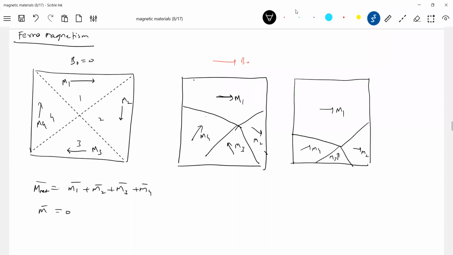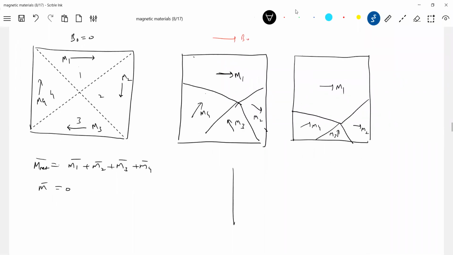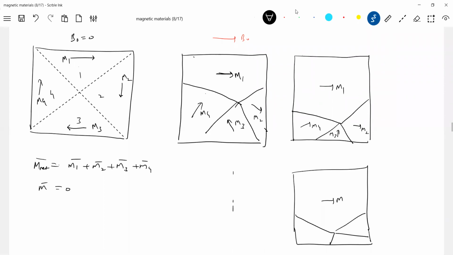the range of that will increase, and finally we'll get a condition where the domains will no longer be there. In all the regions, the M1 bar, I'll write dash because they have changed. This is what happens here.